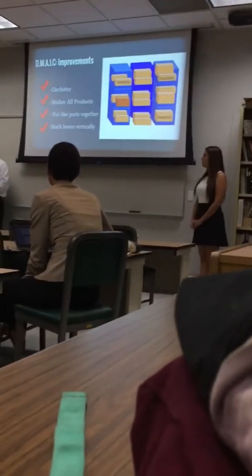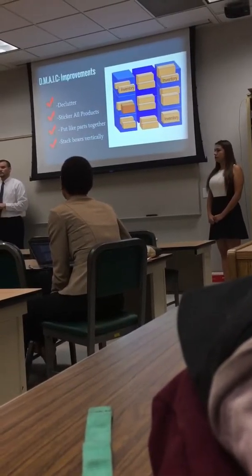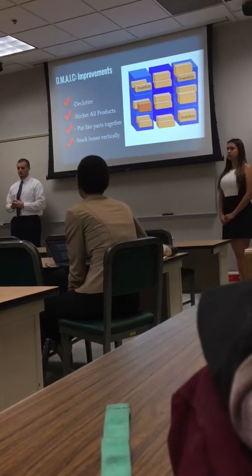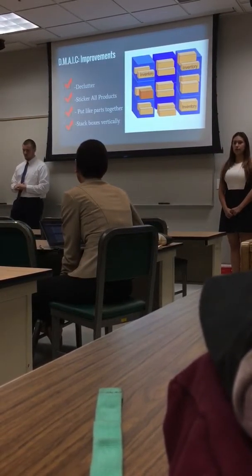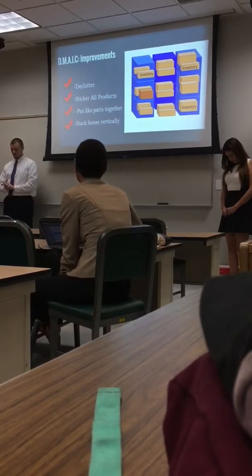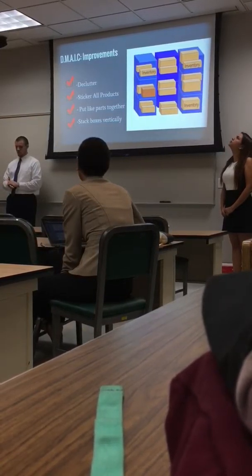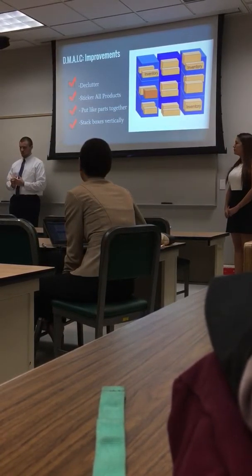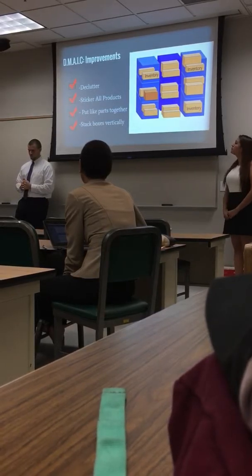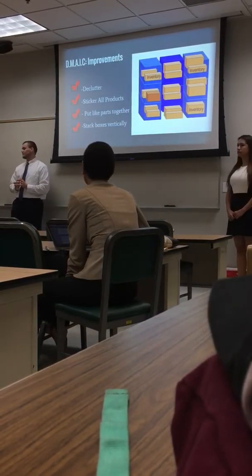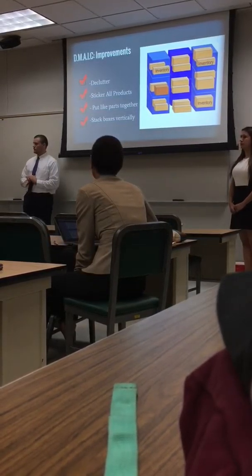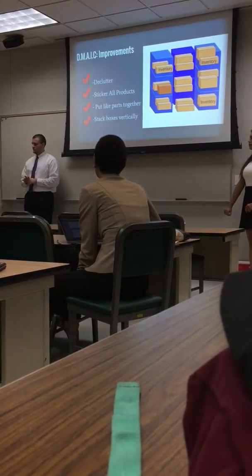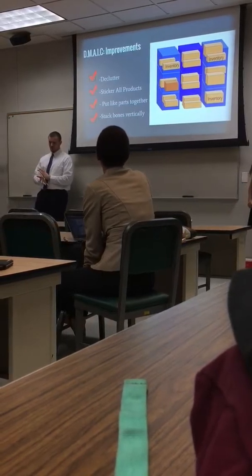So we have come to some improvements, suggested some improvements. First is declutter. They need to sort through that old material and the old scrap metal. They need to sticker all the products so there's no misplaced inventory. They need to put like parts together. And then most importantly, they need to stack boxes vertically. Now they're currently doing a horizontal inventory. I think this will be a more efficient system.